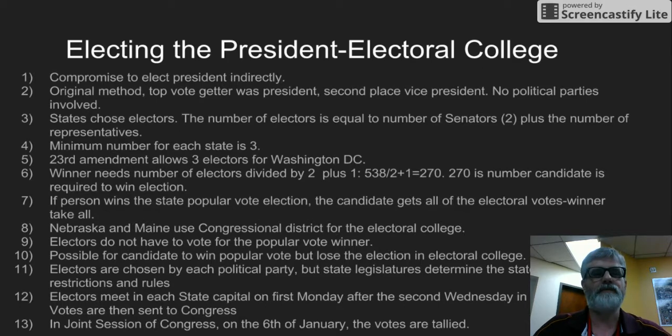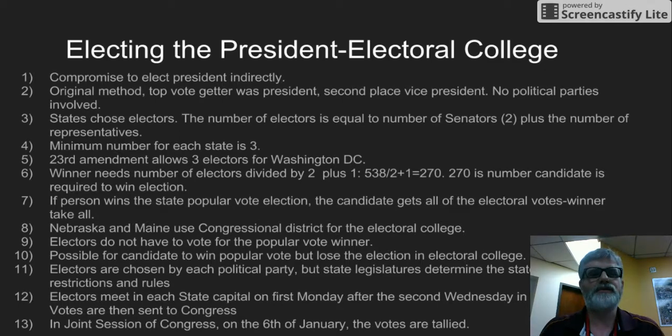2 states, Maine and Nebraska, use congressional districting for the Electoral College. That's very different, but the states can decide what they want to do, and some states are making their recommendation to go to congressional districts and change them. My feeling is basically if states start to change and we have half winner take all and half congressional district, it's really for political purposes, and it really should be uniform throughout the country.